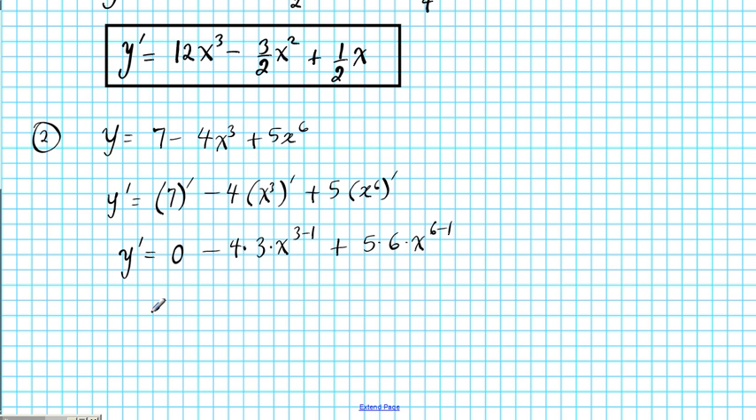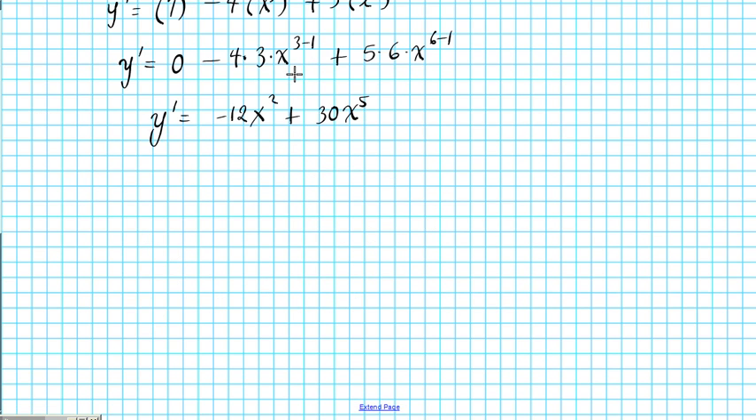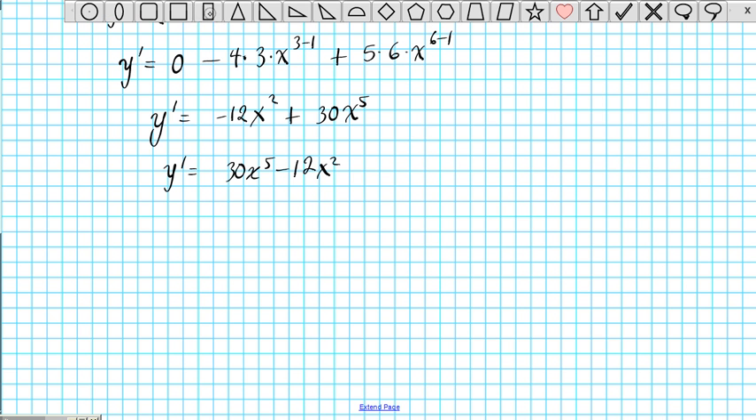Okay? So let's simplify this further. We have y prime equals 4 times 3 is 12, negative 12x to the second, 3 minus 1, plus 5 times 6 is 30, x to the fifth. All right? So there you go. Oh, yeah, we can even write this in standard form. Let's write this nice and neat. So we can rewrite this as y prime equals, since this has a bigger power, 30x to the fifth minus 12x squared. That's just cosmetics. We're just dressing up our result.